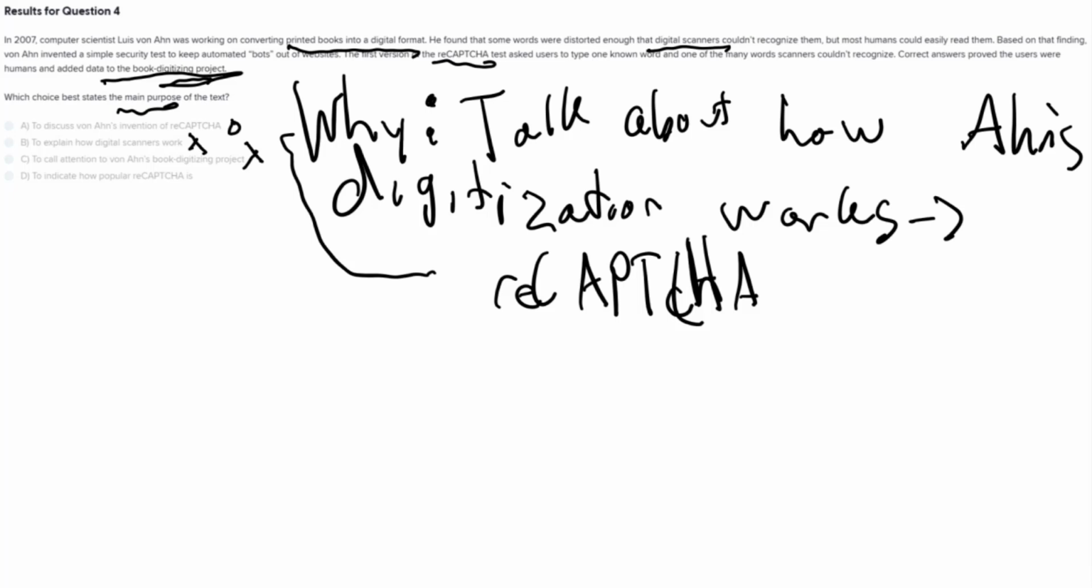And then D is to indicate how popular reCAPTCHA is. I get the idea that it's talking about the origin. If it was saying, hey, there's 50 million people that use reCAPTCHA, then I would get the idea of how popular it is, but it's not really doing this. So we can mark D as wrong, and we'll go with A as the correct answer, and then move on.